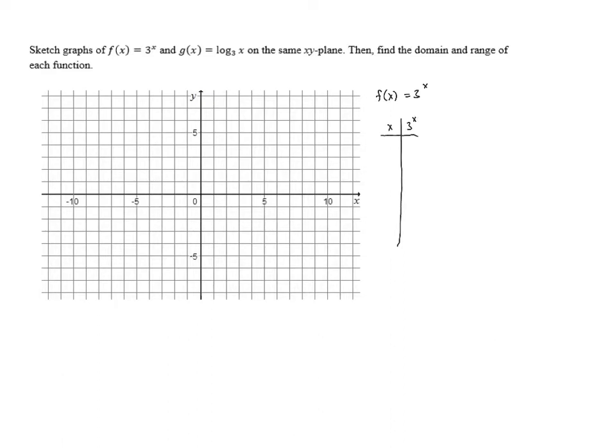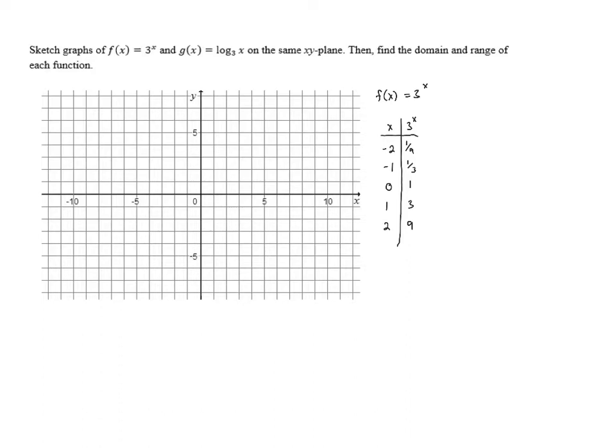So I'm going to pick -2, -1, 0, 1, and 2. I'm going to start at the bottom. 3 squared is 3 times 3, which is 9. 3 to the first is 3. 3 to the 0 is 1, because anything to the 0 is 1. 3 to the negative first is 1/3, and 3 to the negative second is 1/9.